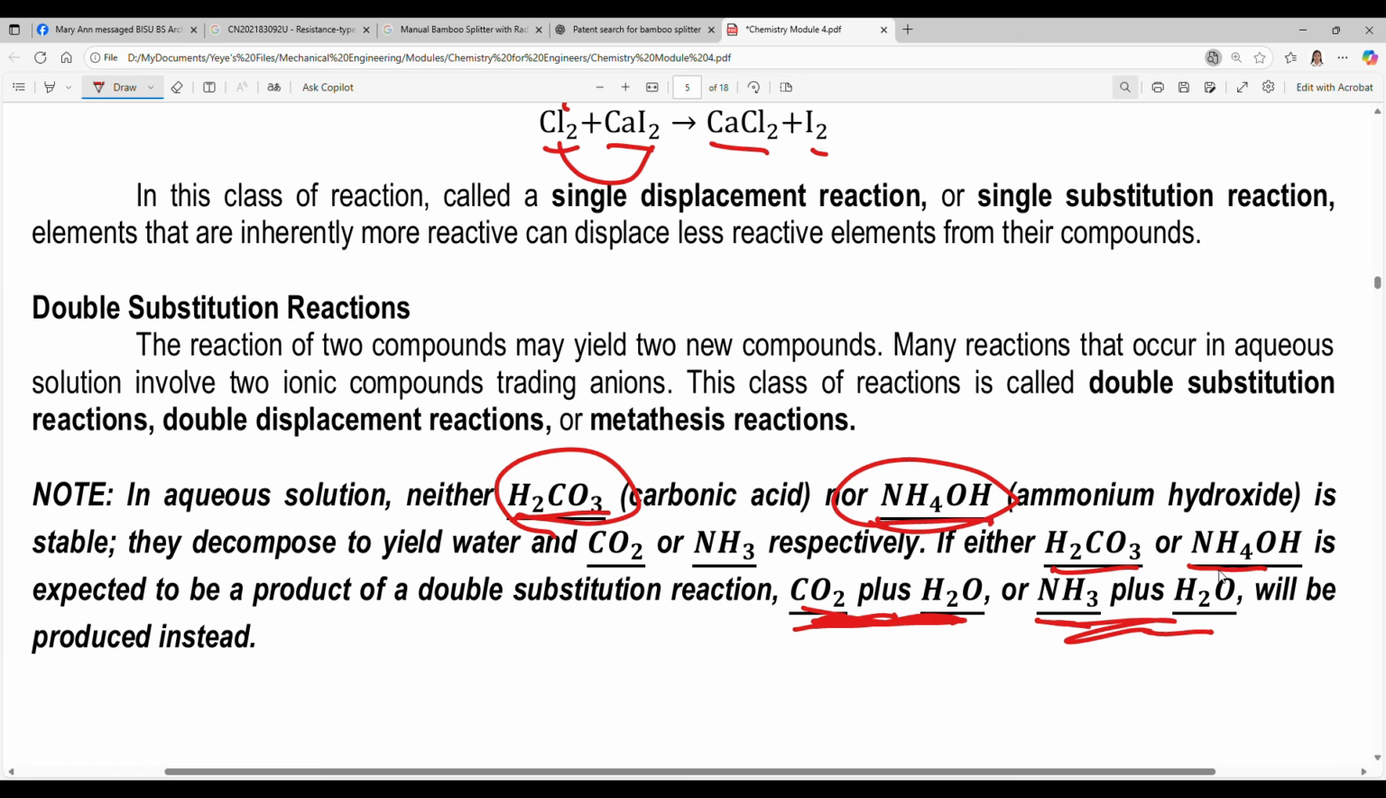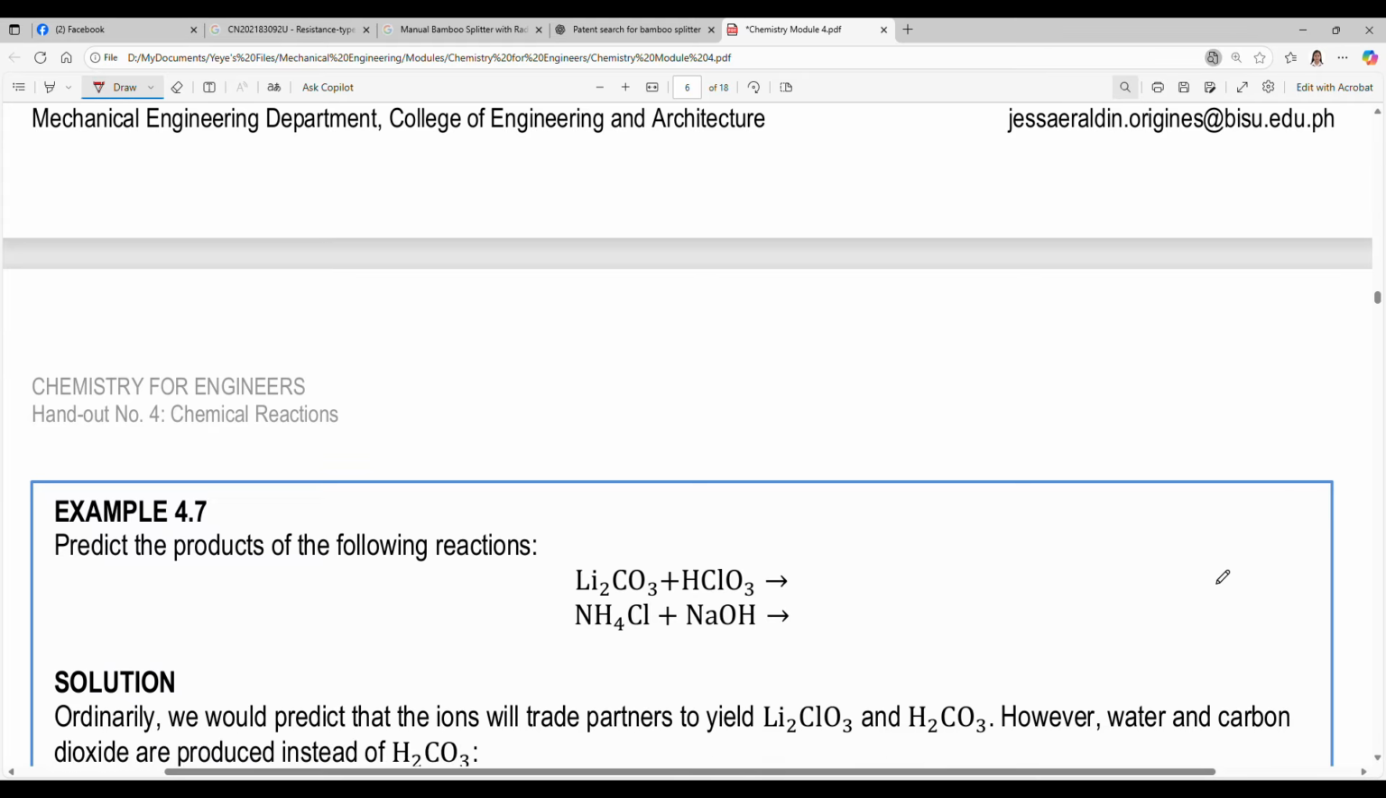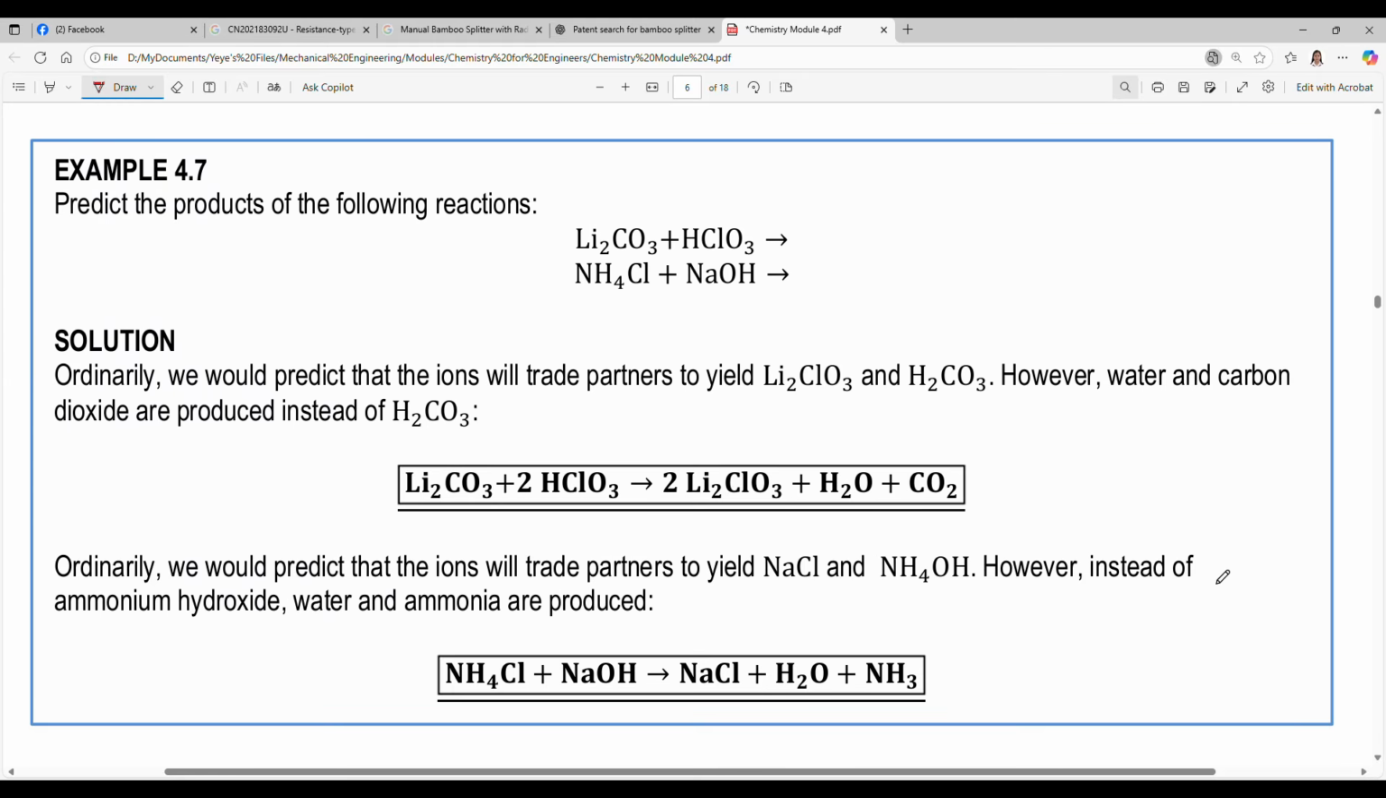Okay, so to illustrate, let's have this example. Predict the products of the following reactions. You have lithium carbonate and chloric acid. Okay, so this is a double substitution class, lithium will go with the chlorate, and hydrogen will go with the carbonate. So lithium is positive 1, chlorate has a charge of negative 1.